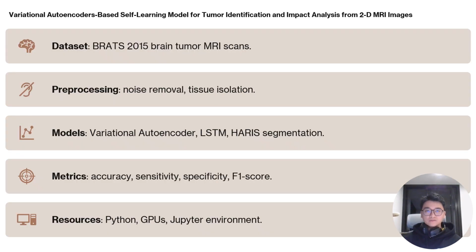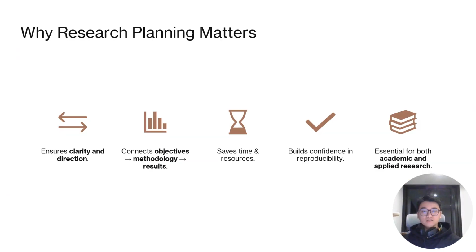All right, so let's refer to the paper that we showed. In this paper, the planning was clear. The authors chose the BraTS dataset, applied pre-processing and removed noise, and built a model combining all the networks: the VAE, the LSTM, and then the Harris algorithm. They also defined evaluation metrics early on, which makes the results easier to validate. They also clearly defined the resources and all the related algorithms that they were going to apply.